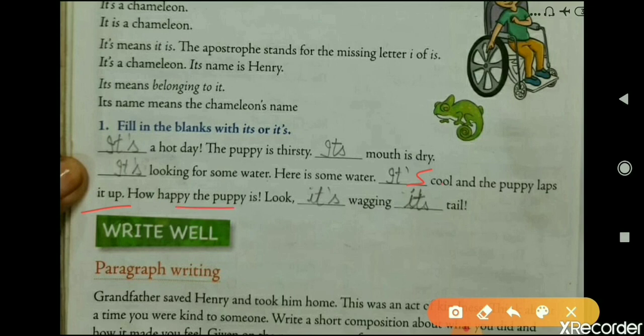How happy the puppy is. Look, it's wagging its tail. Here it is wagging its tail. Whose tail? Puppy's tail. Okay, so look, it's wagging its tail. Here apostrophe s and here its. Okay, so you have to complete this exercise also in your notebook.